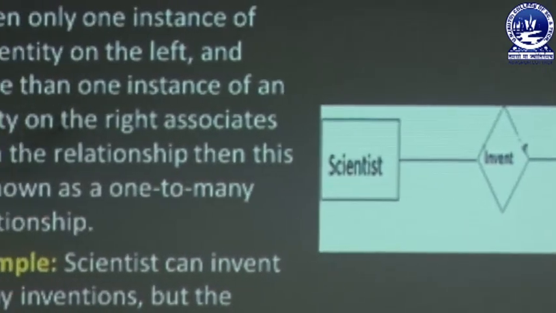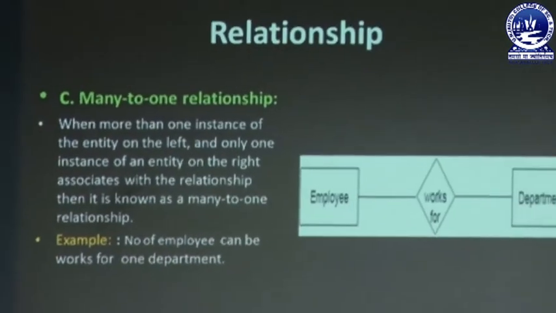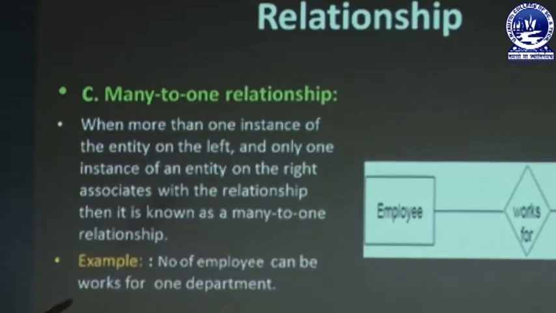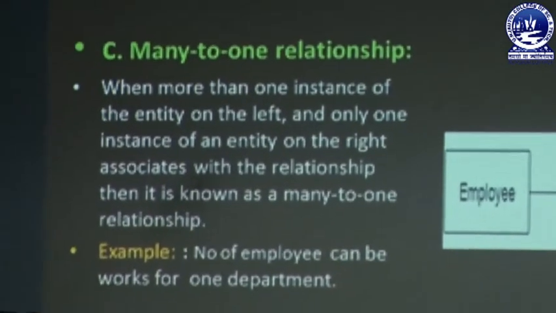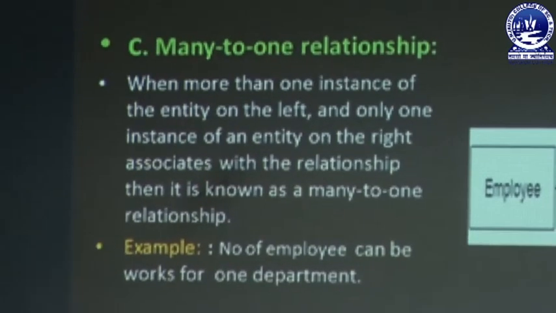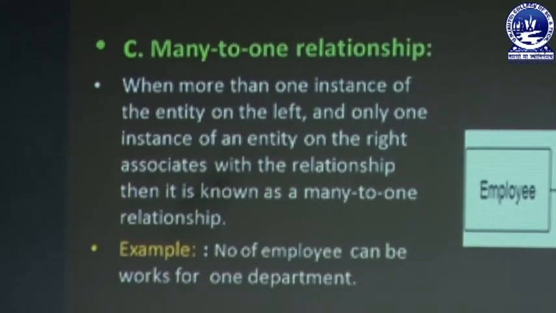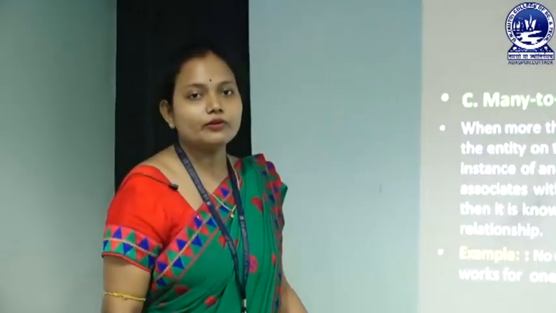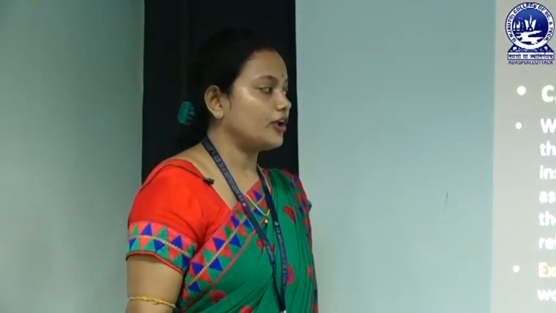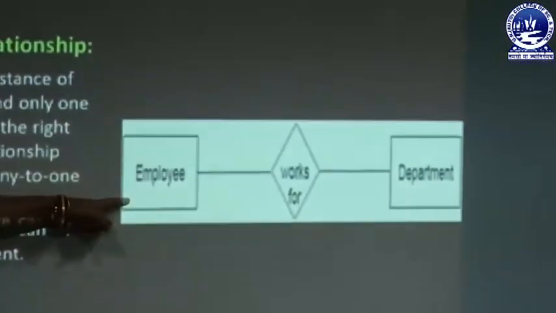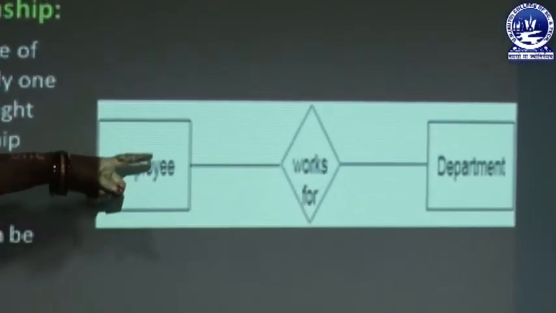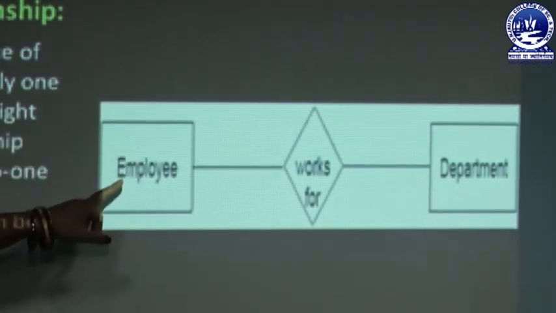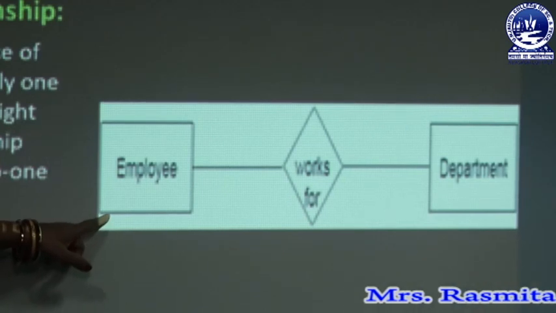Next type is many to one. A many to one relationship means that when more than one instance of an entity on the left and only one instance of an entity on the right participate in a relationship, then that is called a many to one relationship. That means more than one employee can work for a particular department. You can see the example here with the employee entity. So, the relationship between employee and department here is a many to one relationship.